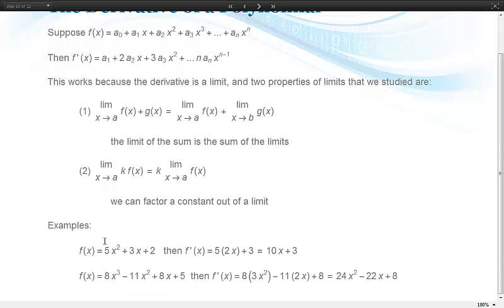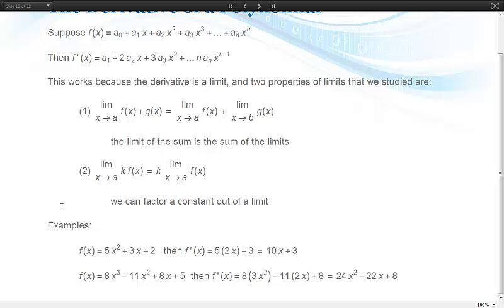If f of x is this polynomial, 5x squared plus 3x plus 2, then the derivative is 5 times the derivative of x squared, 5 times 2x, plus 3 times the derivative of x, which is 1, or the derivative of 3x is 3, and the derivative of 2 is 0. 5 times 2 is 10. So the derivative of 5x squared plus 3x plus 2 is simply 10x plus 3.